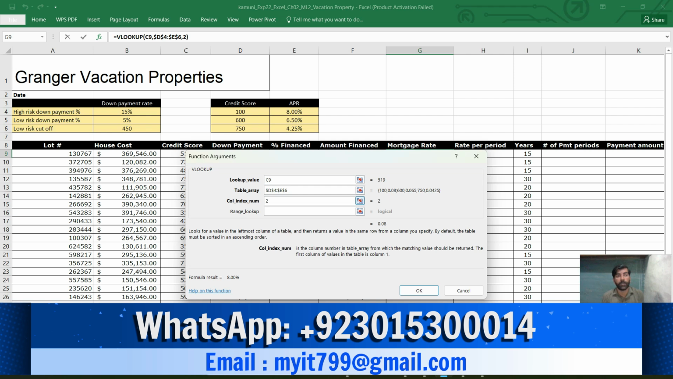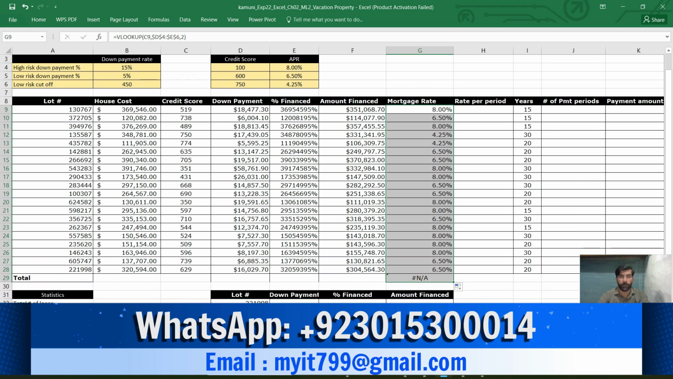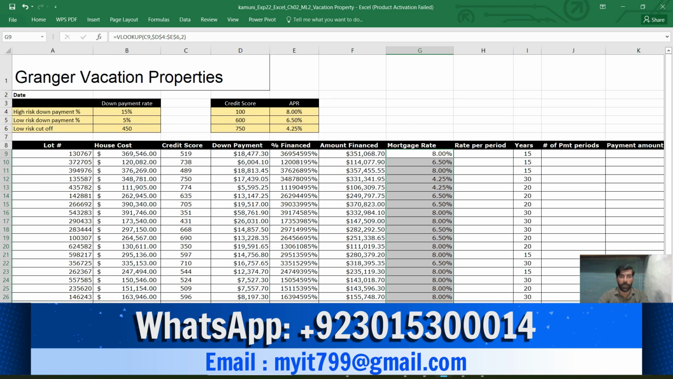Okay, I make the table array an absolute reference, C9 the lookup value, and the column index 2. So just okay it. I get the result and then copy it down till G28. This is step number 5, which I have completed so far.